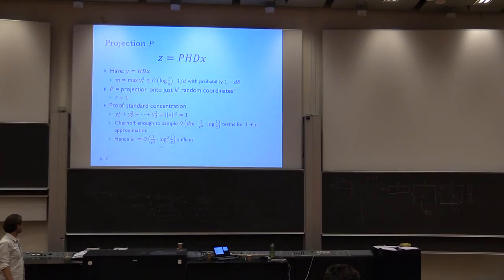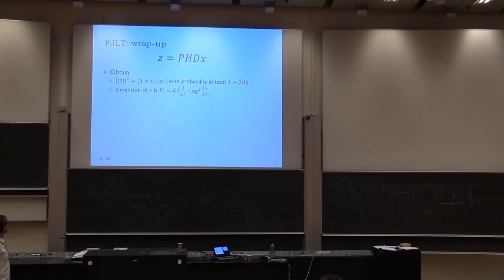In particular, k prime is slightly larger than in the standard Johnson-Lindenstrauss lemma. But let's leave that for the moment. Just to wrap up, we obtained that z squared, where z equals the matrices times x, is a successful approximation of the original squared norm of x, with probability at least, if you collect all the probabilities, 1 minus 2 d delta.